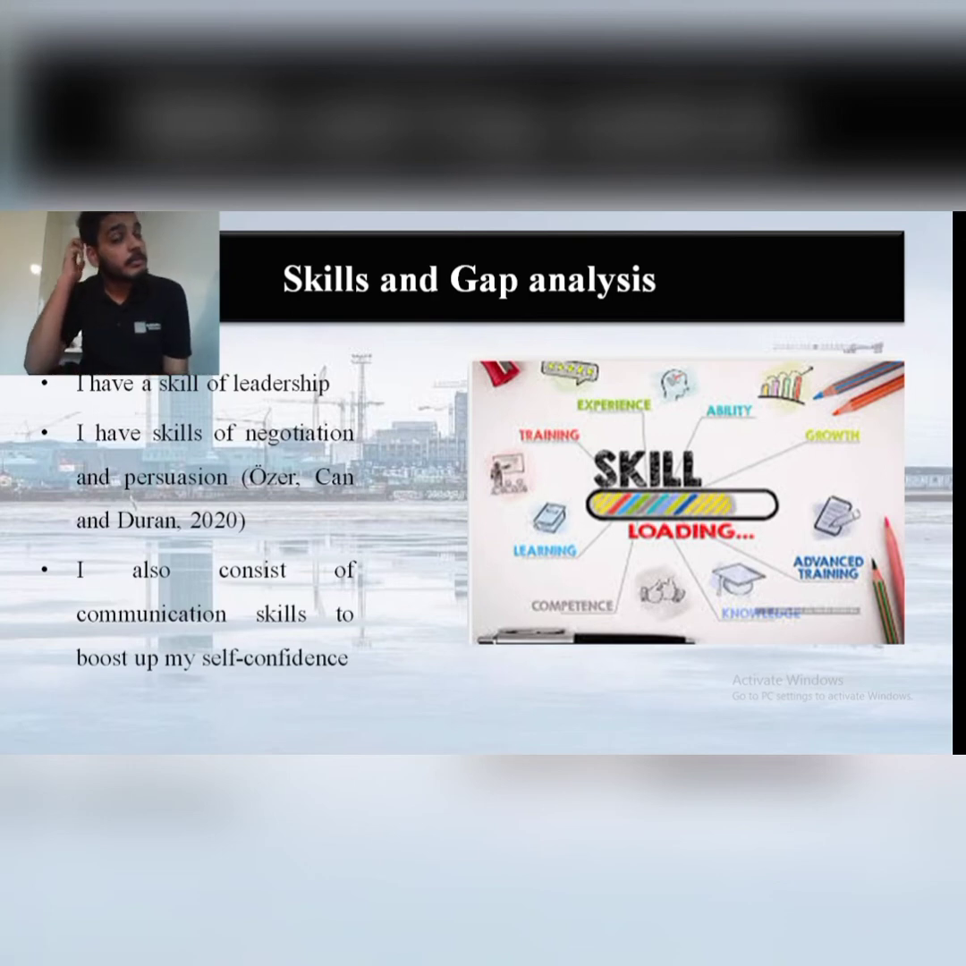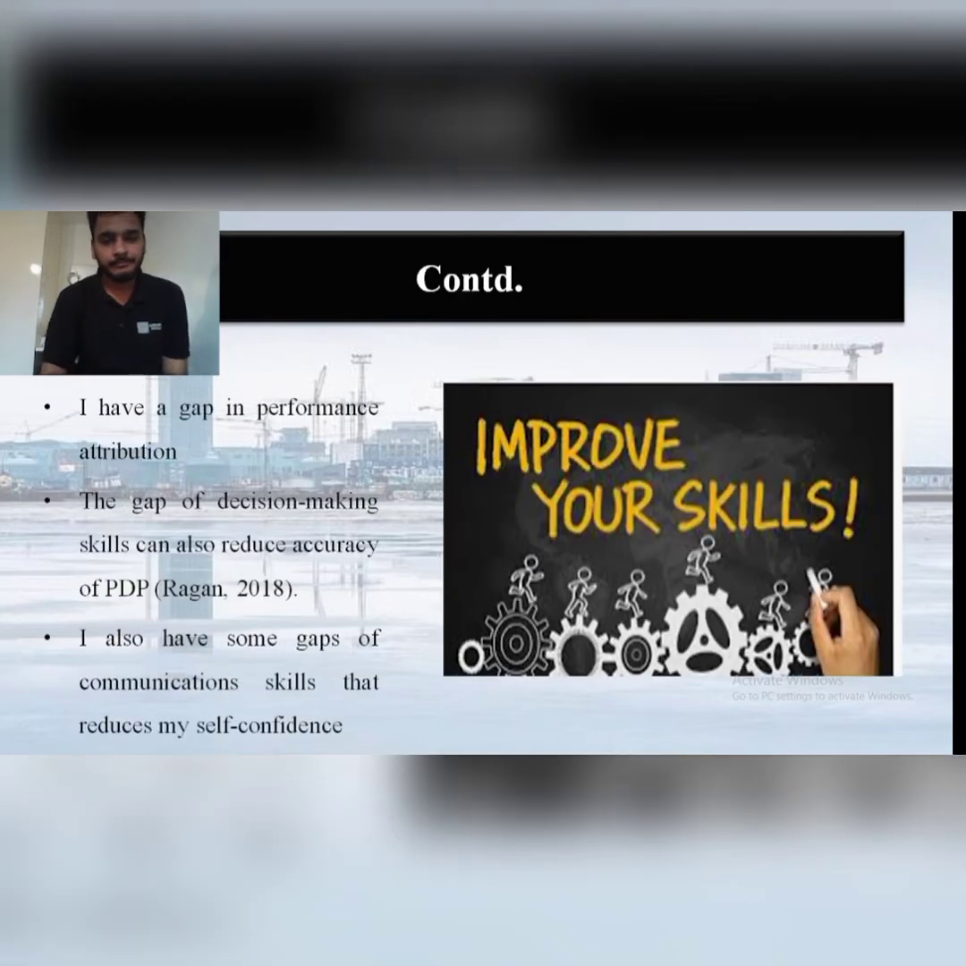From the above analysis, it can also be determined that the skill of negotiation and persuasion can also help to increase the self-confidence of the students. I have a gap in performance attribution. The gap of decision-making skills can also reduce the accuracy of PDP. I also have some gaps in communication skills that reduce my self-confidence.